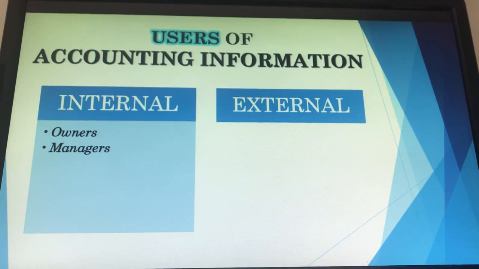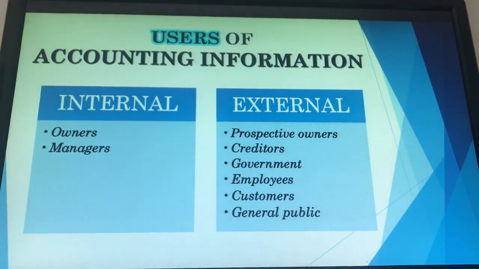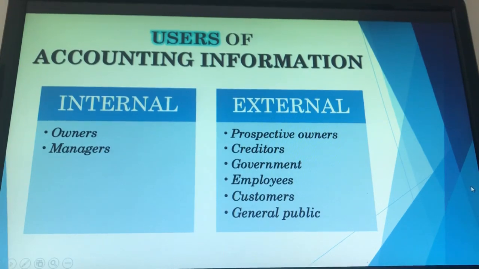On the other hand, we have external users of accounting information. We have prospective owners, creditors, the government, employees, customers, and the general public. These people are the people outside the company, but take note, we have here employees, so we will be dealing with that later. Why are employees outside considered an external user of accounting information? Prospective owners. I want to invest in that company, so I should look in the financial performance of the company if that company is doing good. So, accounting information is used by prospective owners so that they will know if that company is good to invest on.